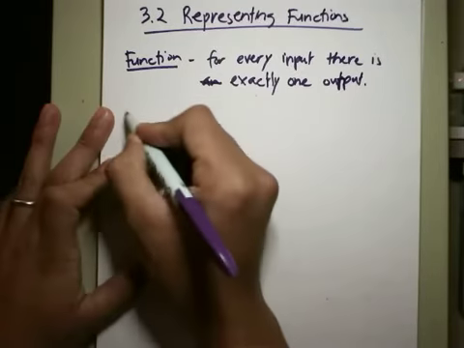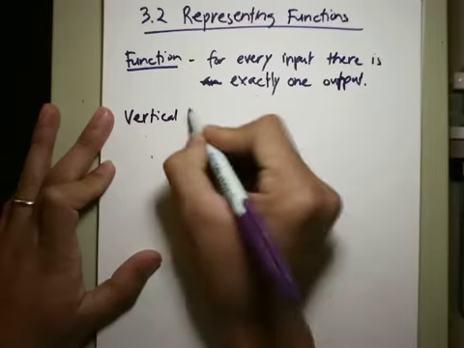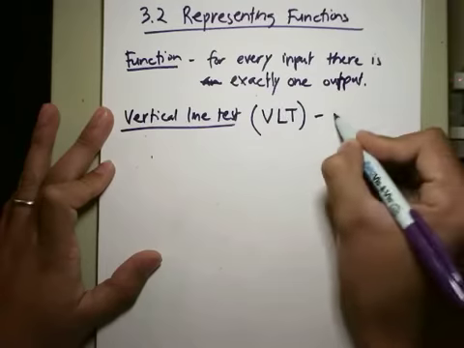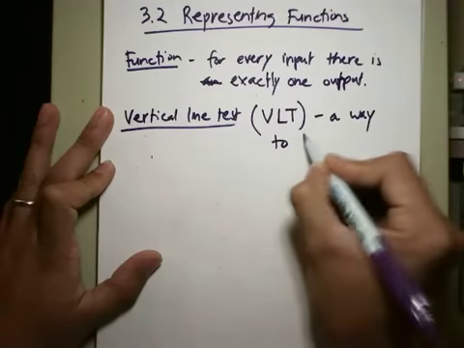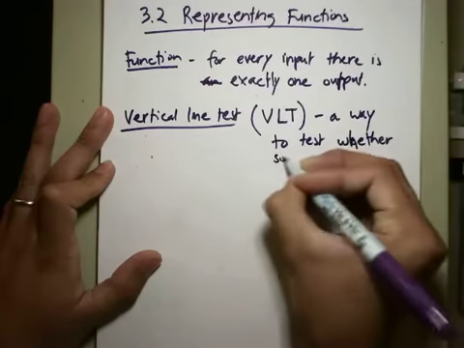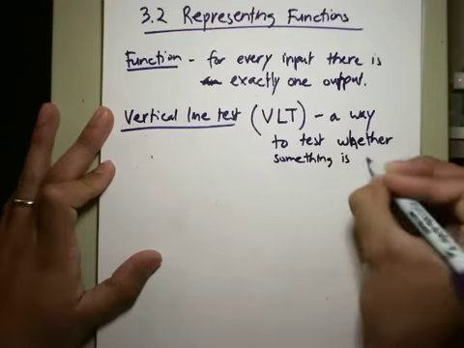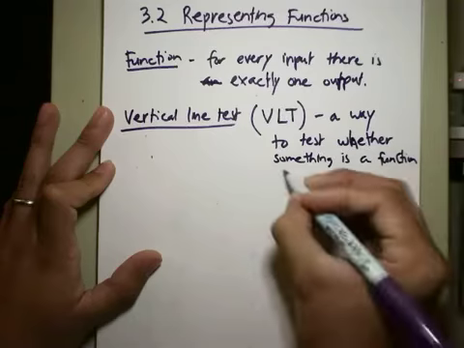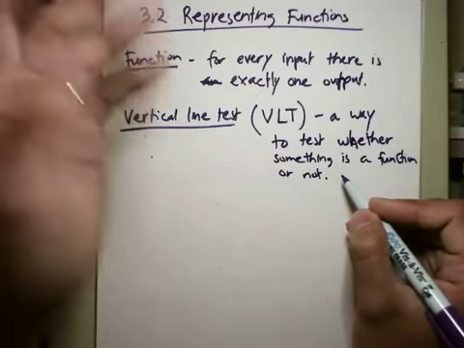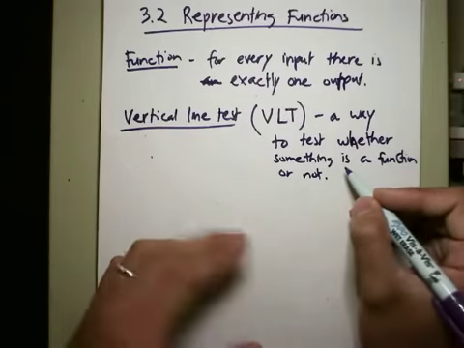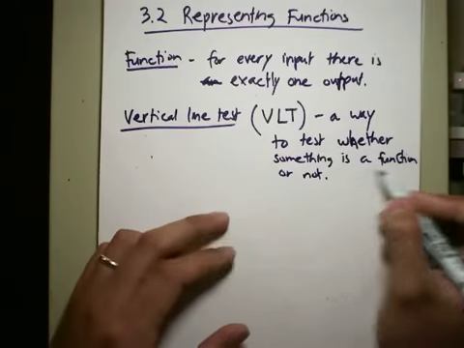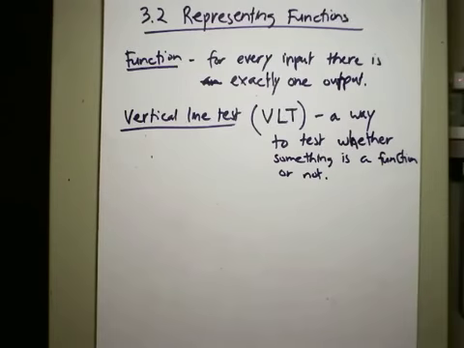Maybe before that I just want to define this word as well. Vertical line test, VLT for short. It's just a way to test whether something is a function or not. You can use your finger if you want to, whatever you want. But if you draw a line straight through, and if that line only intersects or crosses over your graph at exactly one point at a time, then it is a function. I'll demonstrate that right now.